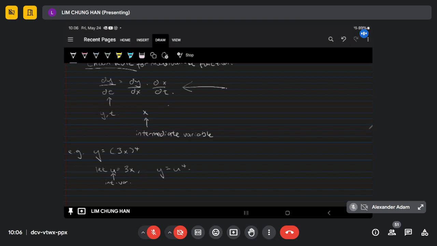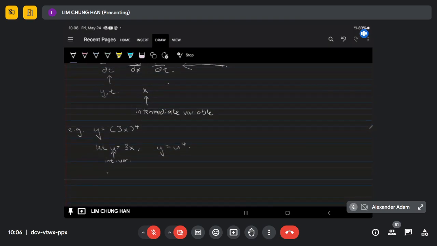So what you can do now is du/dx, which gives us 3. You can also do dy/du for u to the power 4, which gives 4u cubed. Then you multiply the two together to get your dy/dx again. This is what you've done before. Imagine what we're doing today.